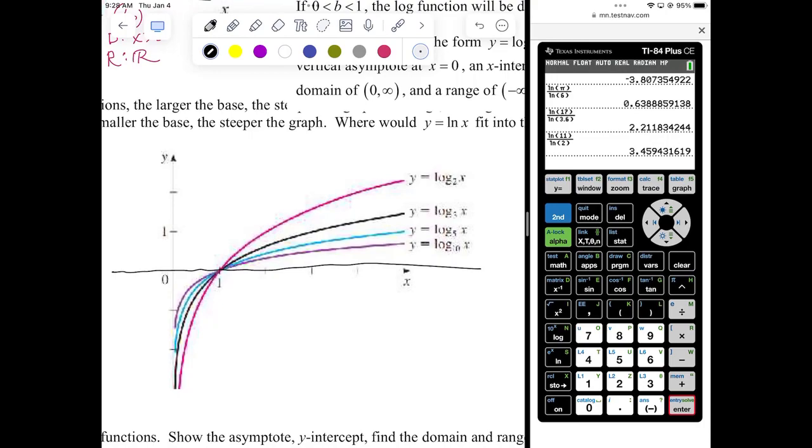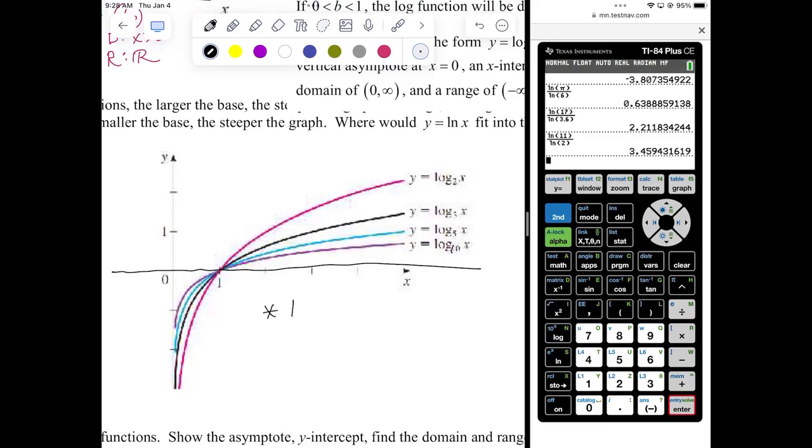Which one's growing the fastest of these four? We got log base 2, log base 3, log base 5, log base 10. Which one's growing the fastest? Log base 2, and which one's growing the slowest? Log base, that's actually 10. Yeah, it's 10. I know the image didn't transfer very well. So it's kind of the opposite of exponential, isn't it?